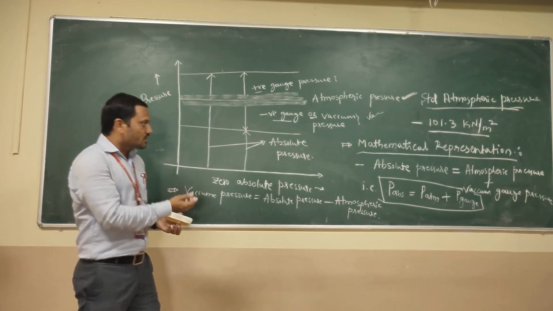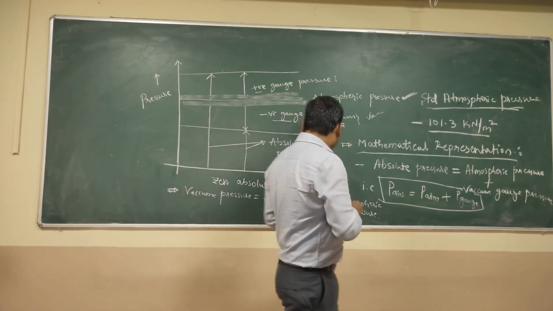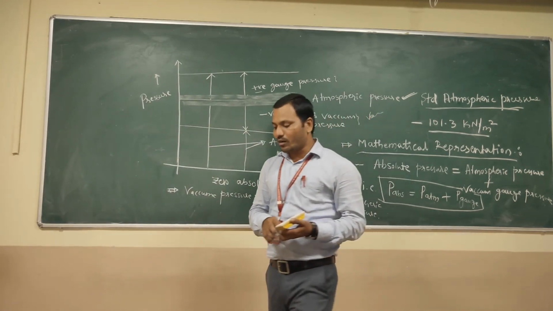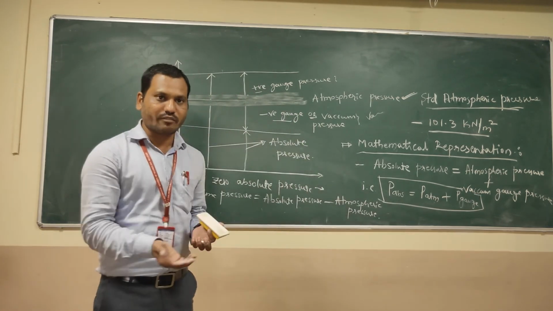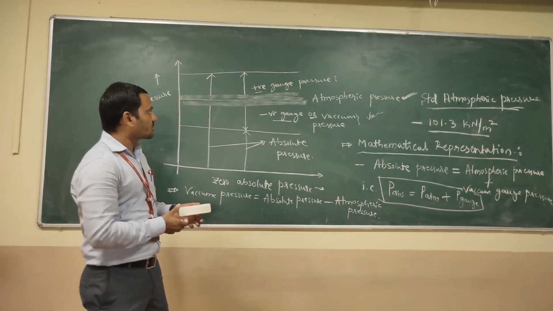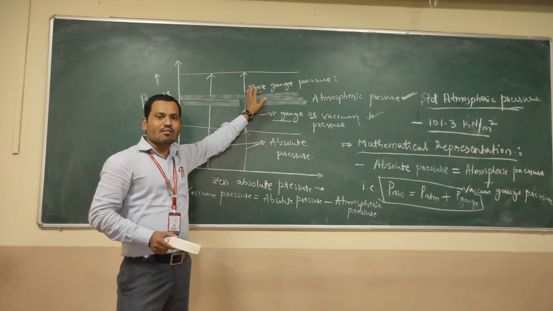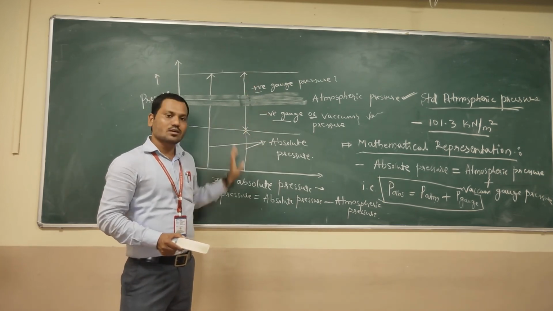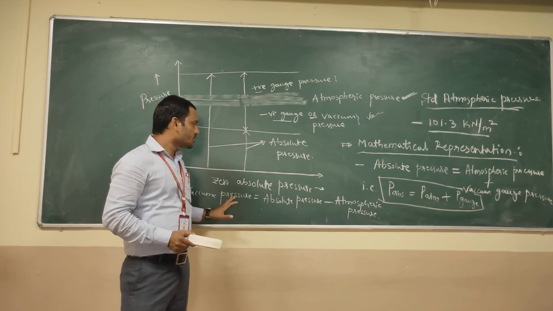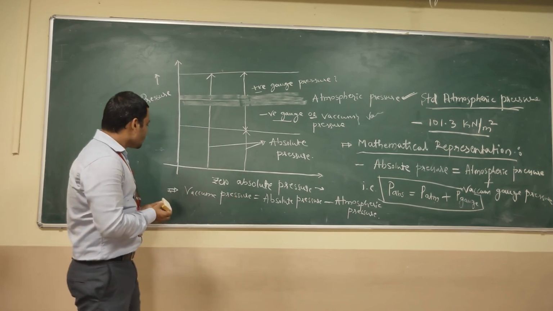Apart from these two, absolute pressure and vacuum pressure, we have another pressure, the total pressure. Total pressure is the addition of atmospheric pressure, absolute pressure and vacuum pressure. We use the total pressure at sea level.